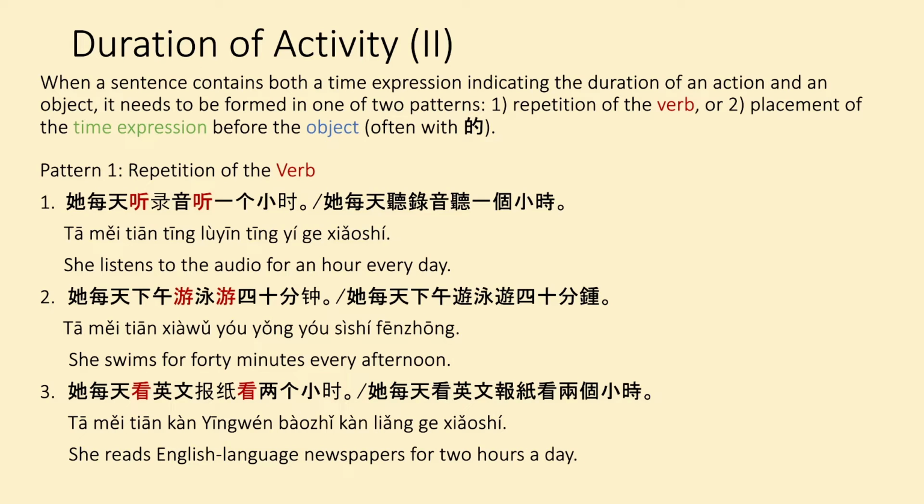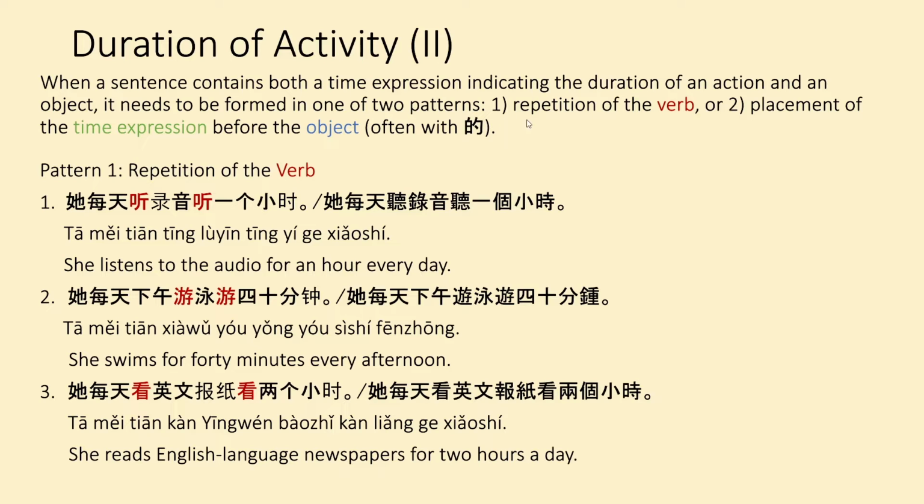This is a video for Lesson 18 Dialogue 2 and the 3 grammar points that are in the textbook. The first grammar point today is duration of activity, and this is when a sentence contains both a time expression indicating the duration of an action and an object. It needs to be formed in one of the two patterns.